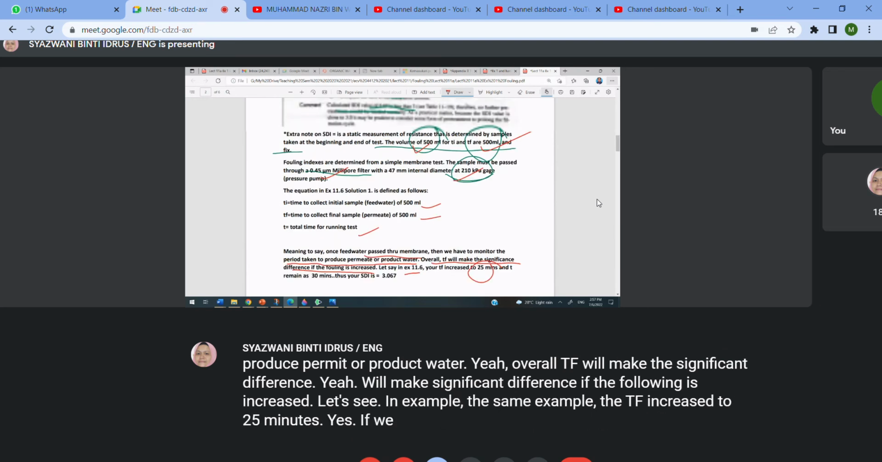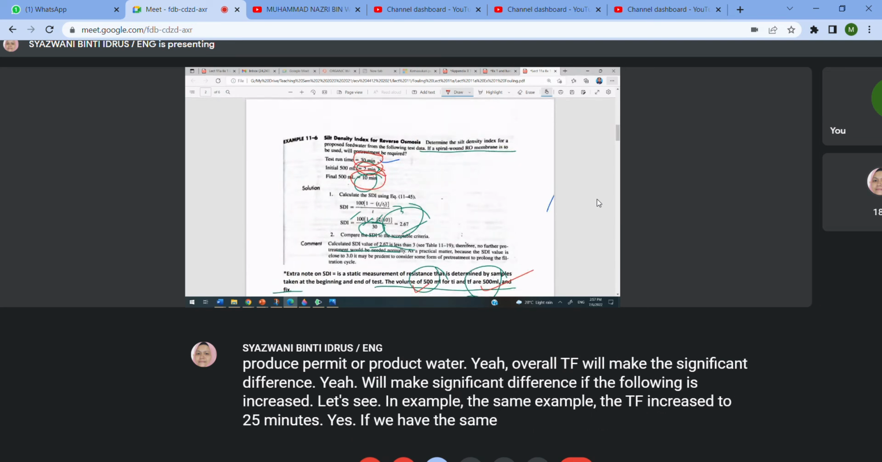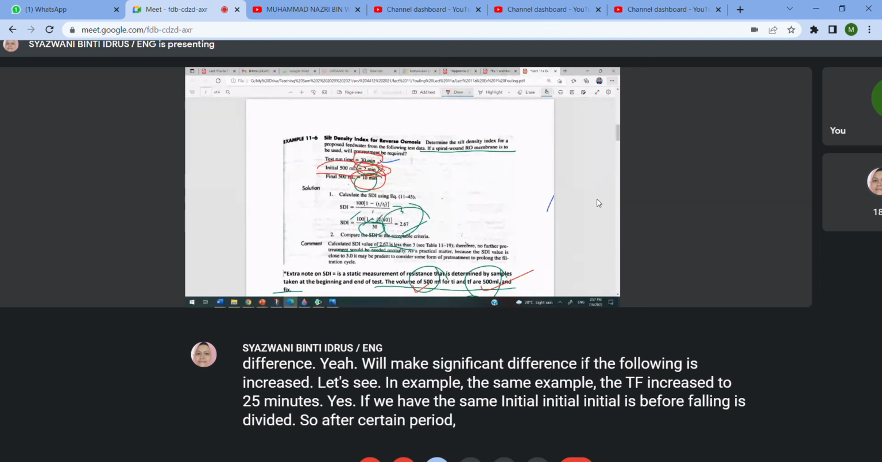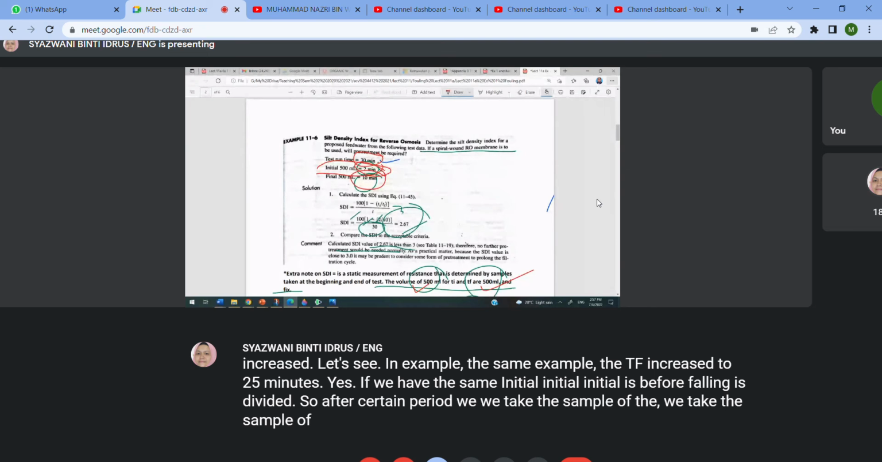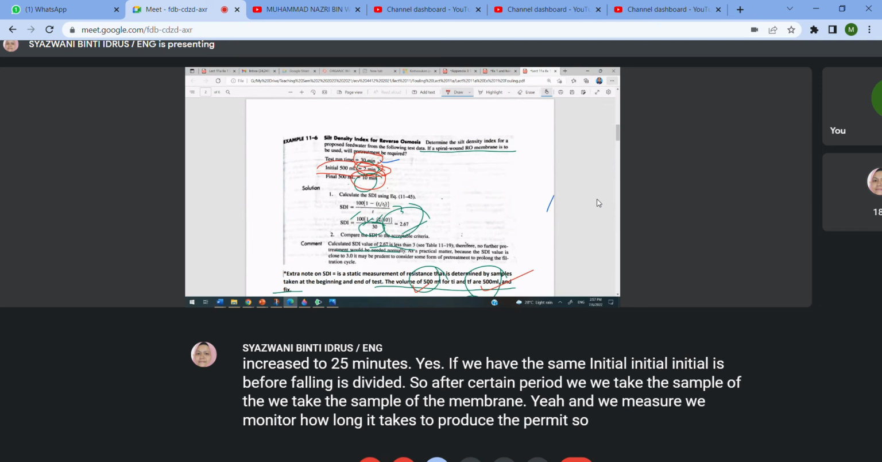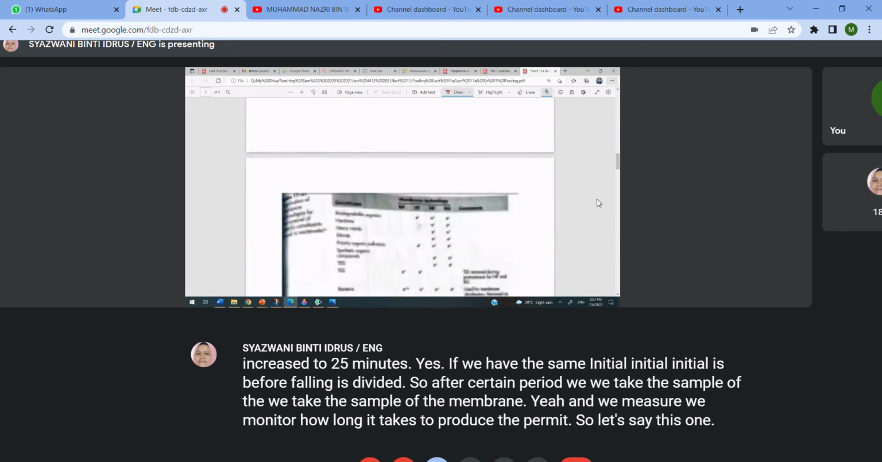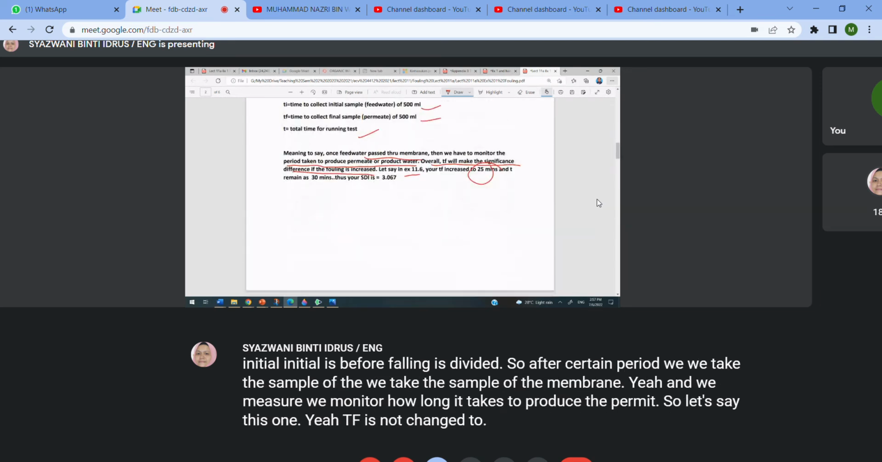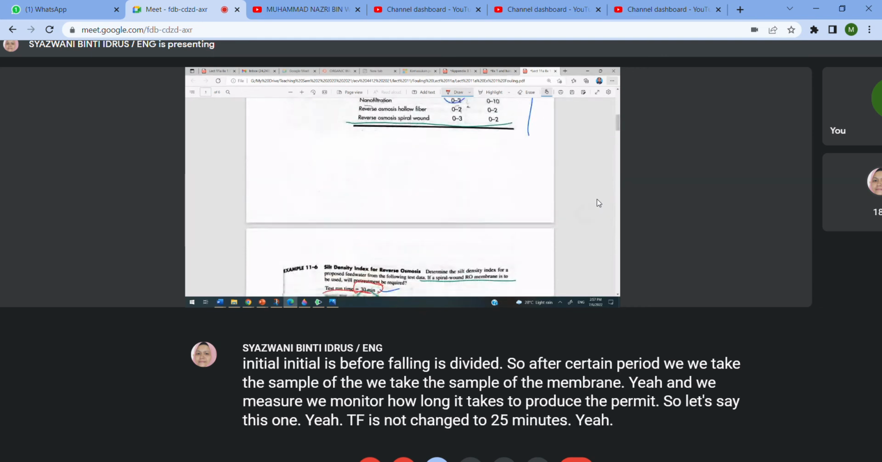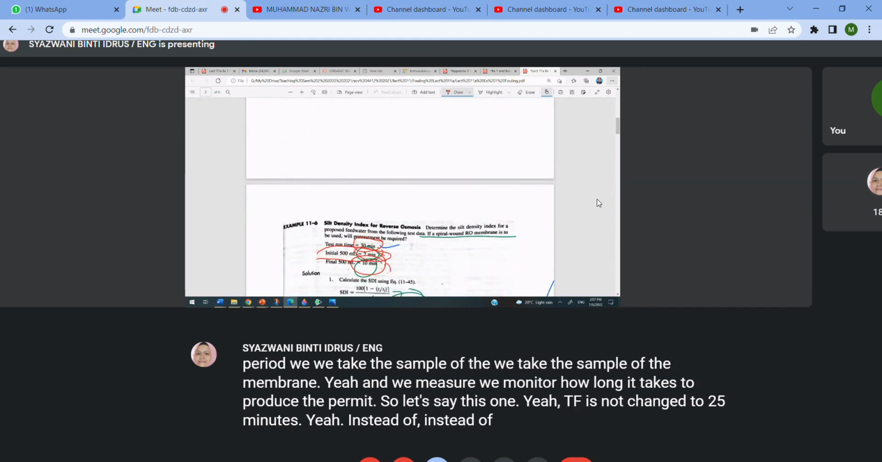Yes, if we have the same initial is before the fouling is developed. So after a certain period, we take the sample of the membrane, and we monitor how long it takes to produce the permeate. So let's say this one, TF is now changed to 25 minutes, instead of 10 minutes.